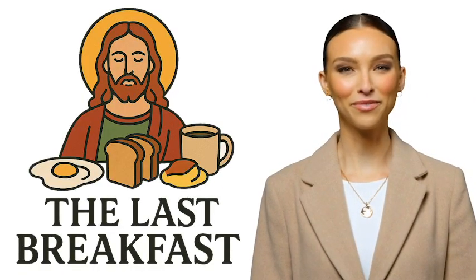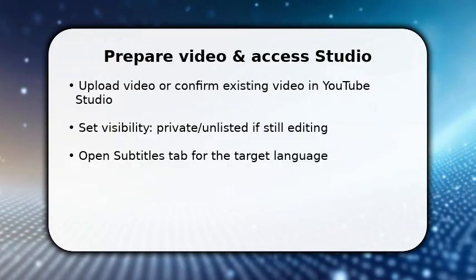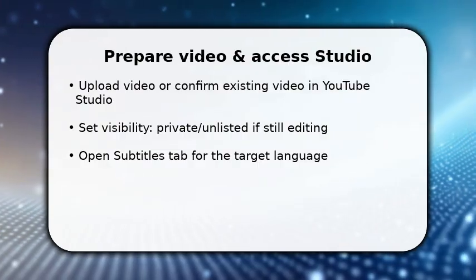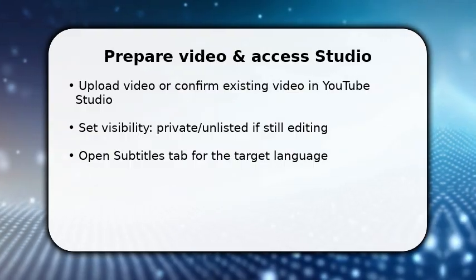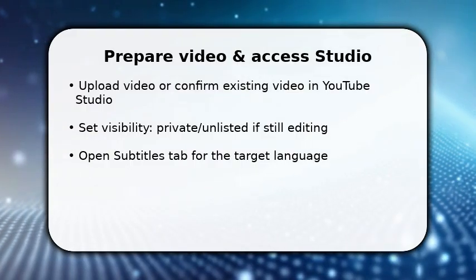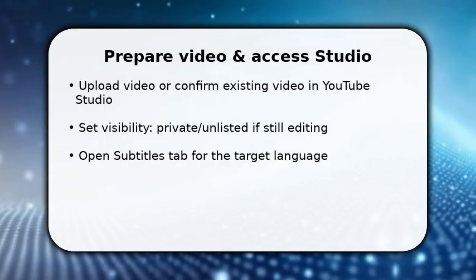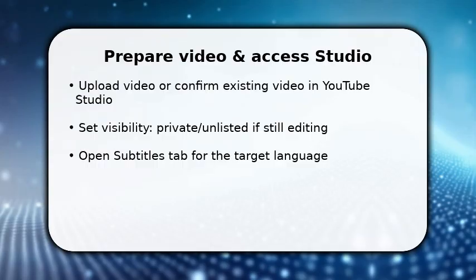Please enjoy the video. You start by ensuring your video file is uploaded and ready in YouTube Studio. Make sure visibility is private or unlisted if you don't want it public yet. Next, open the video and click Subtitles on the left. That's where Captions live. Choose the language you want to add.